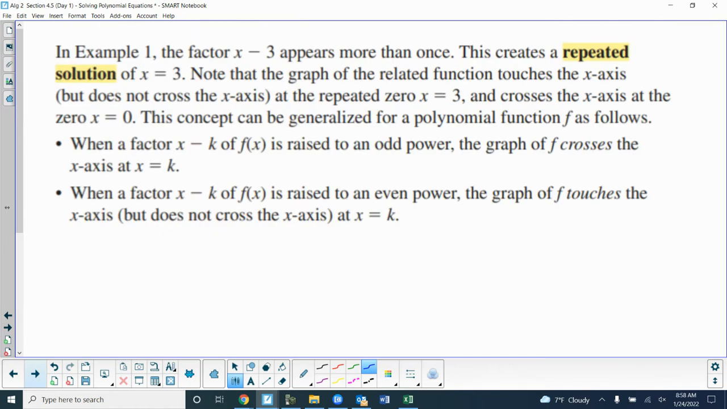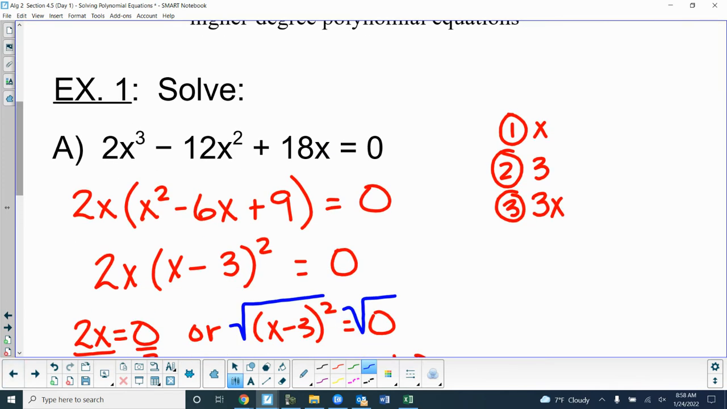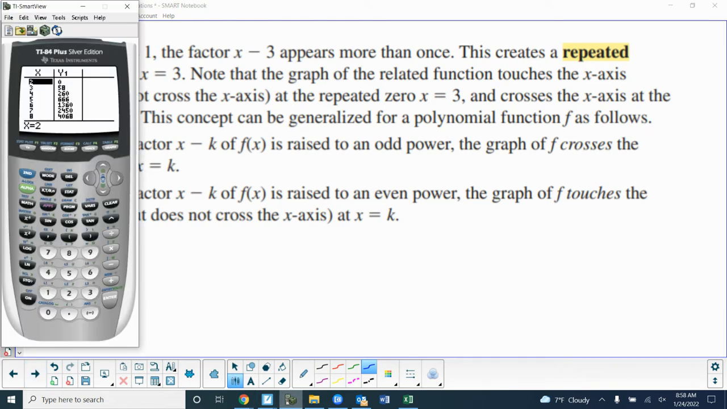All right. So in example 1, the first one, x minus 3 appears more than once. How many times does it really appear? Twice, right? So this creates a repeated solution of x equals 3. It says, note that the graph of the related function touches the x-axis but does not cross the x-axis. So let's look at the graph of that.